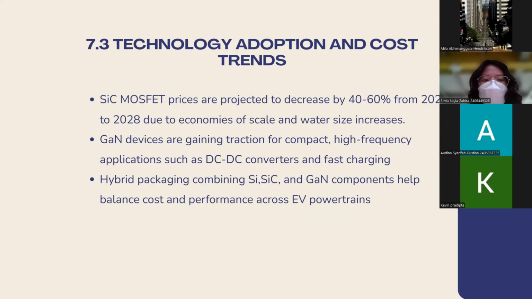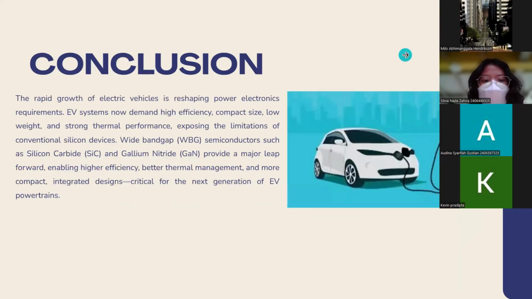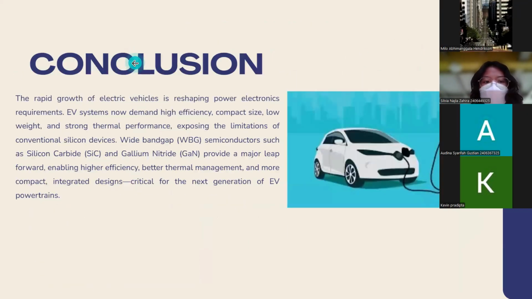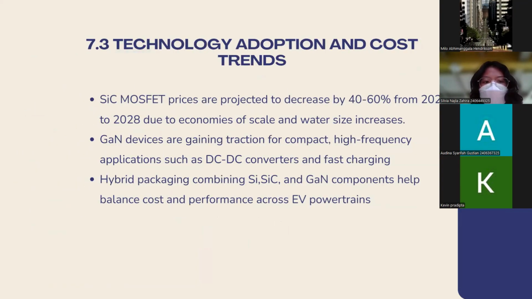The third one is technology adoption and cost trends. SiC MOSFET prices are projected to decrease by 40 to 60% from 2024 to 2028 due to economies of scale and wafer size increases. GaN devices are gaining traction for compact high-frequency applications such as DC to DC converters and fast charging. Hybrid packaging combining SiC and GaN components helps balance cost and performance across EV powertrains.